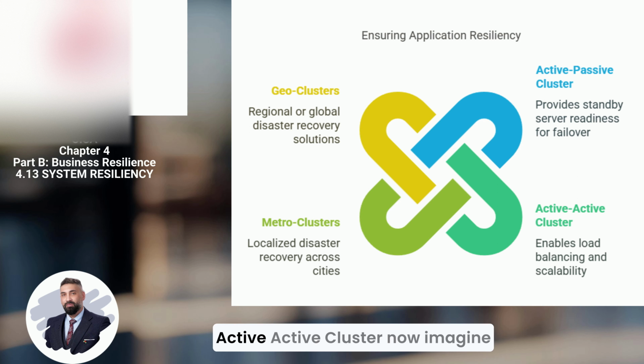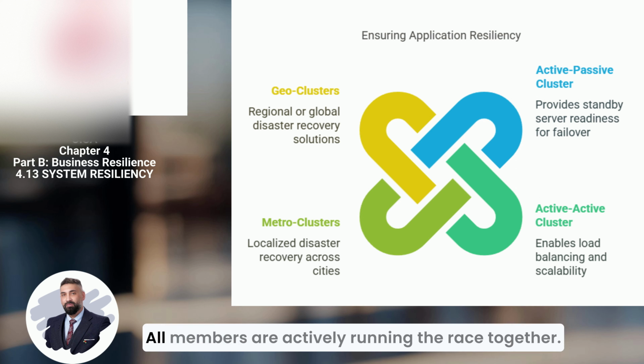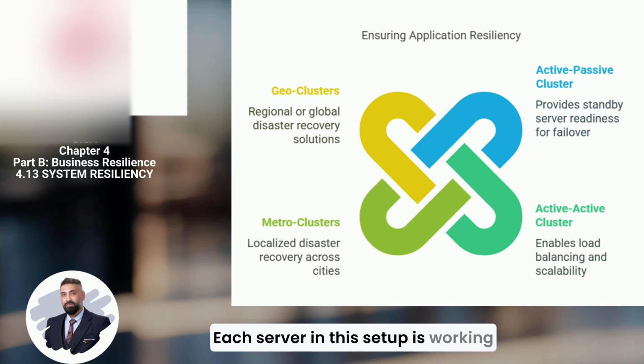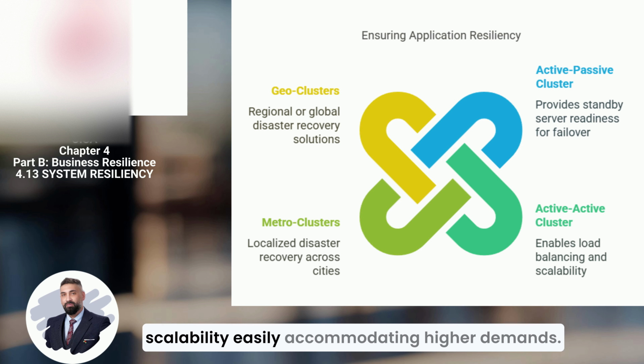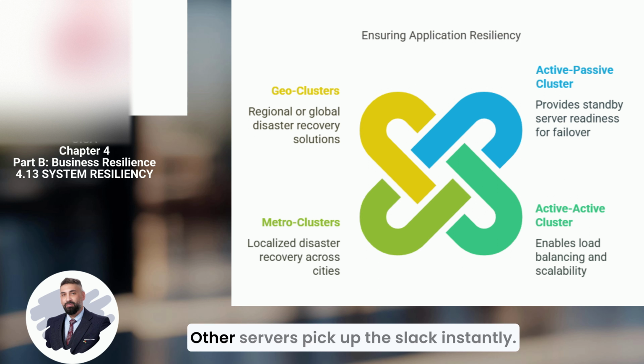2. Active-active cluster. Now imagine a marathon relay team. All members are actively running the race together. Each server in this setup is working in unison to handle the application. This provides the added benefits of load balancing, spreading workload evenly across servers, and scalability, easily accommodating higher demands. When one server fails, users may not even notice. Other servers pick up the slack instantly.